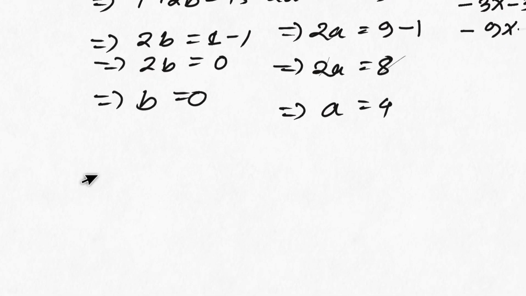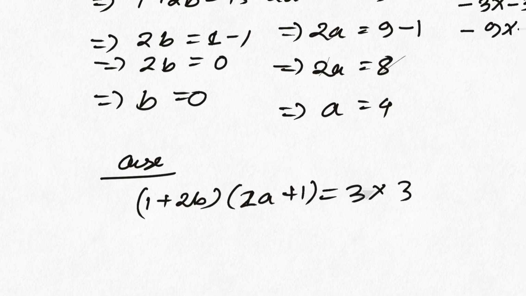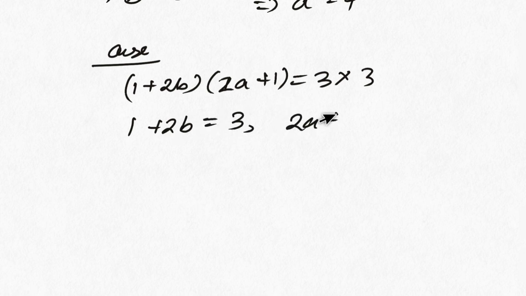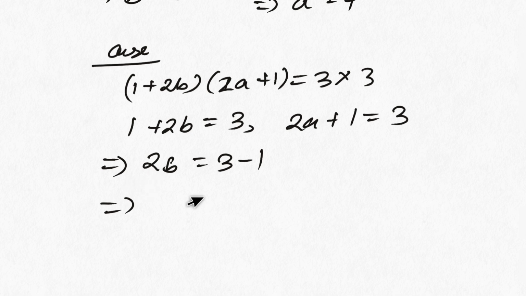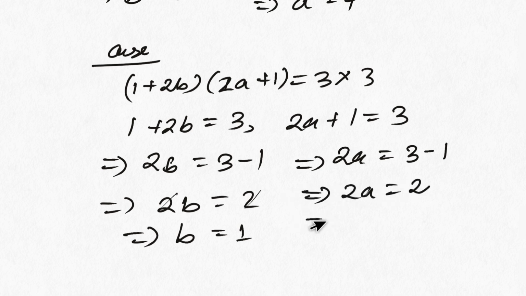Moving on to case 2, the quantity 1 plus 2b times the quantity 2a plus 1 equals 3 times 3. Setting our expressions equal to the factors, we write 1 plus 2b equals 3, and 2a plus 1 equals 3. Subtracting 1 on the left gives us 2b equals 3 minus 1, so 2b equals 2. Dividing by 2 gives us b equals 1. For the other equation, subtracting 1 gives 2a equals 3 minus 1, meaning 2a equals 2, so a also equals 1.